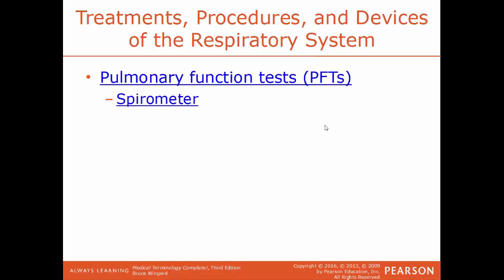Our next term, PFTs, pulmonary function tests. This is a very broad range of tests that will measure how well your lungs are able to function. You know, how much air can they hold? How much air can you breathe in? How much air can you breathe out? How much air can you force in? How much air can you force out? And the tool that you would use to measure these various volumes and various capacities is a spirometer.